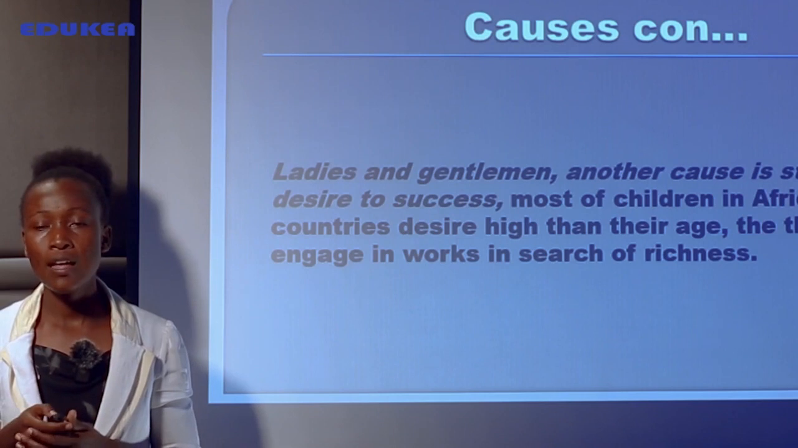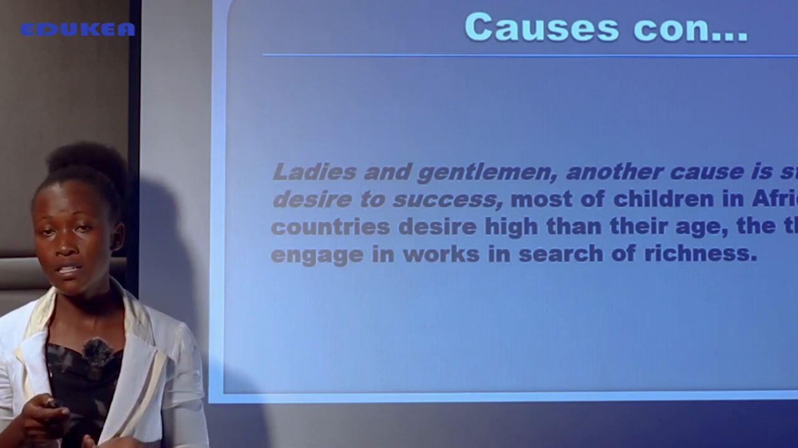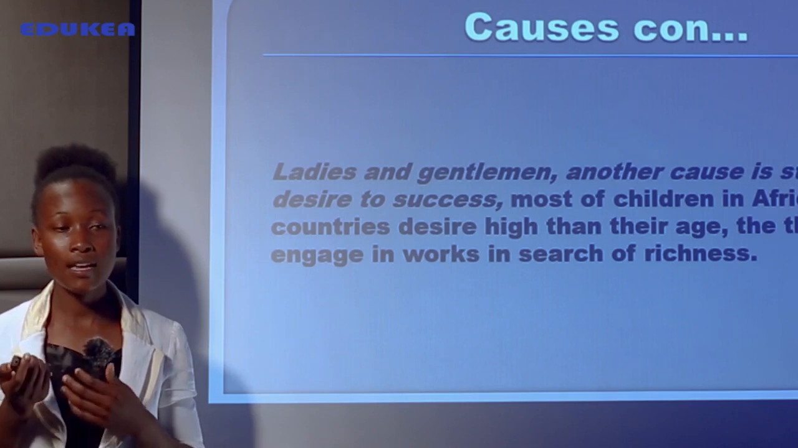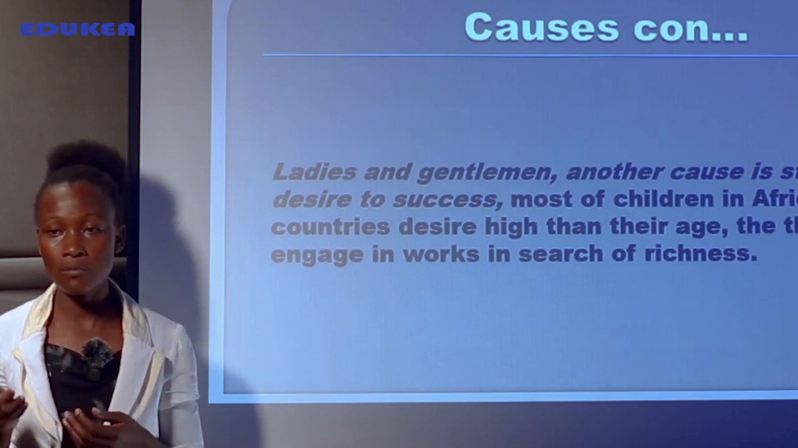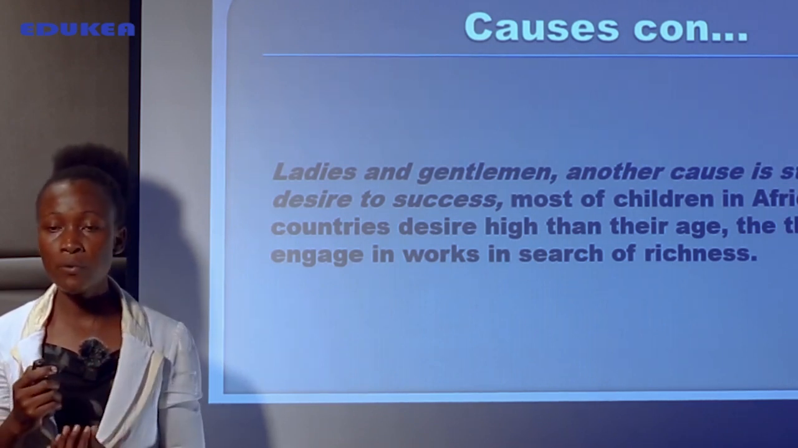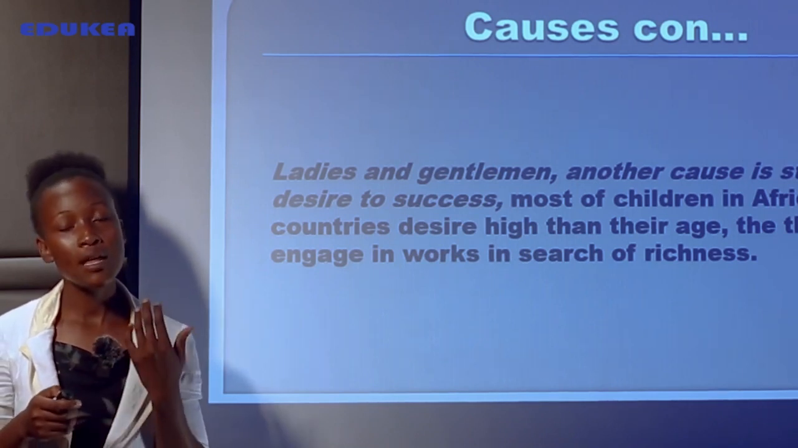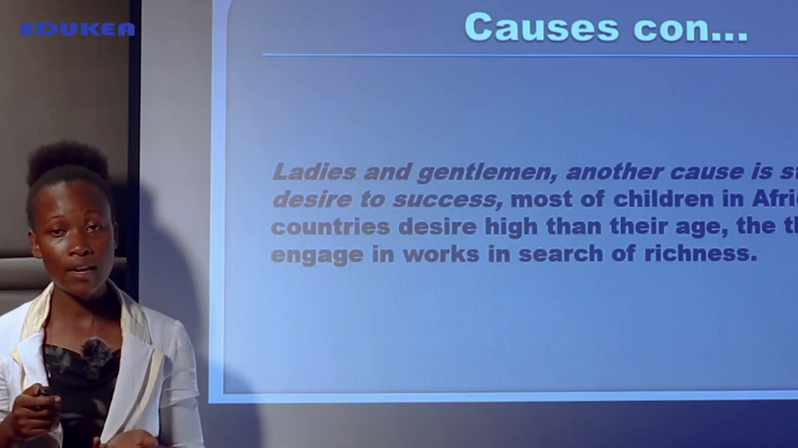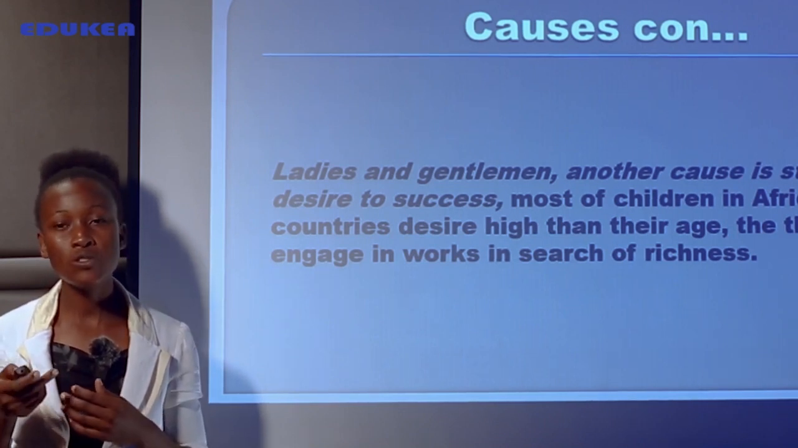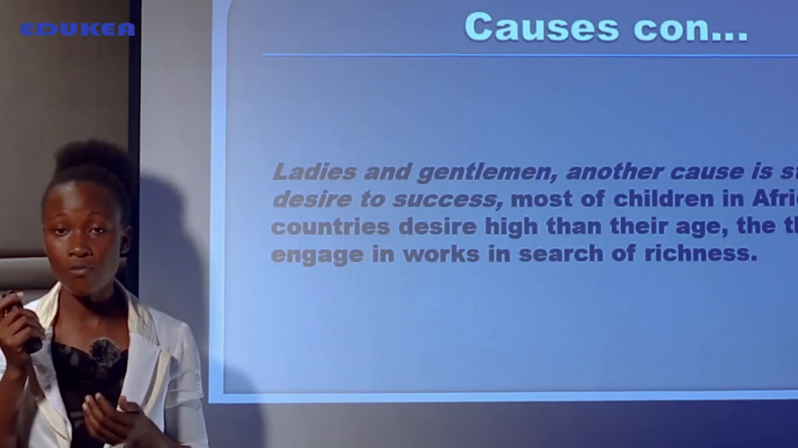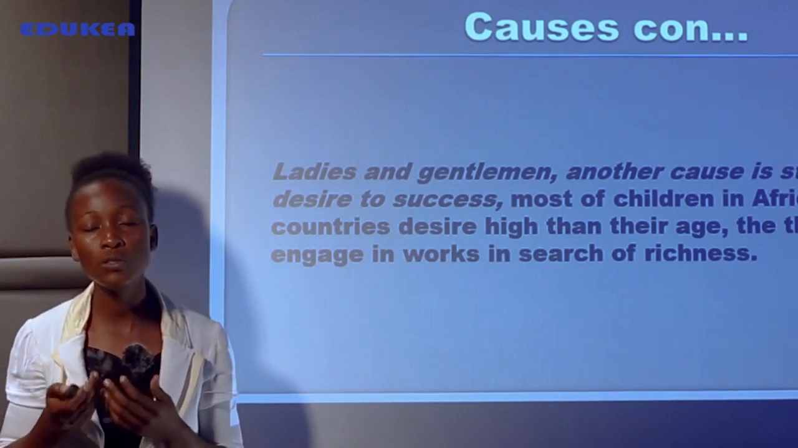Once they find these children, they take them as laborers, then they employ them. But the problem is, among these children, they face problems like no pay or little pay. You may work hard, you may work even overtime, but they are not paid as it was supposed to be.